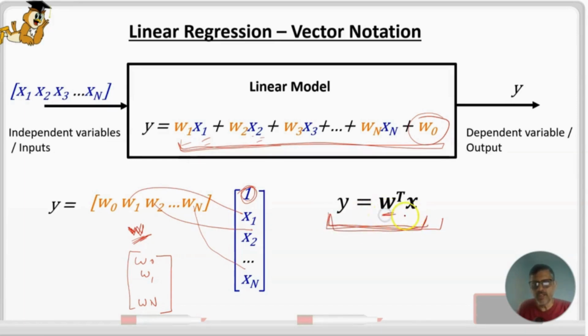So w is a vector, x is a vector, and y is a scalar. Scalar means it's just one quantity. So this is the vector notation.